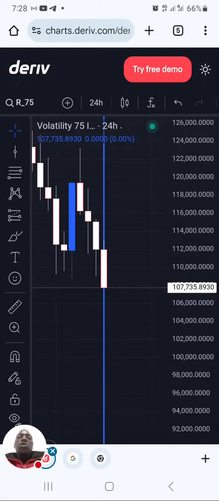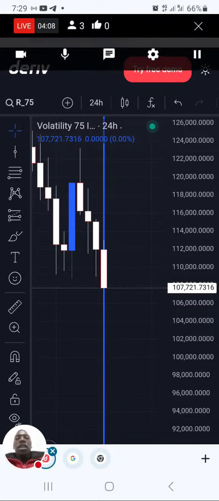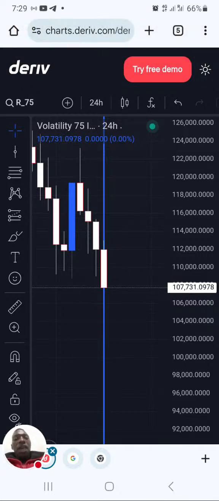We are going down. If you have any question, drop it in the chat and I will answer your question. Now we have finished identifying our bias. Our bias is moving down. We have a red candle; mine is white.